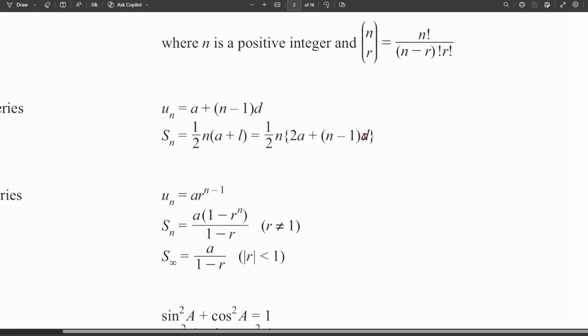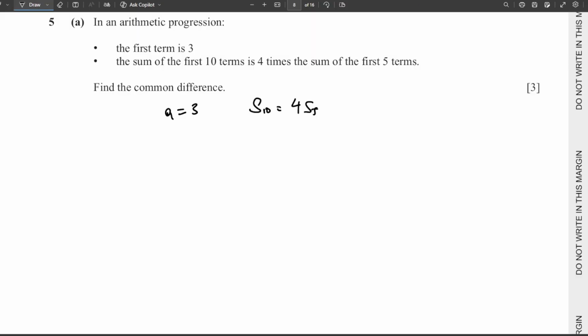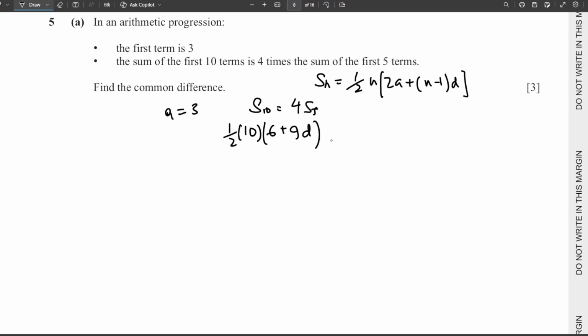Sorry, we don't have the difference. We have the first term, and we have the n, the term that we want to find, right? So let me try and copy down this formula first. Let's say n is 10, so I will substitute on this side first, where everything n is 10. And 2a, a we know is 3, so we can substitute as 6. Then n minus 1, that's 9d.